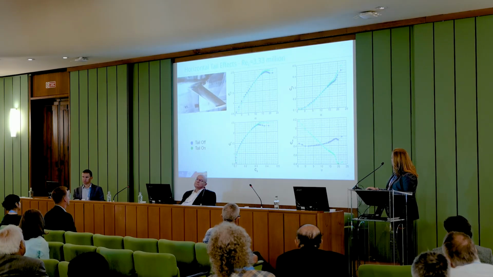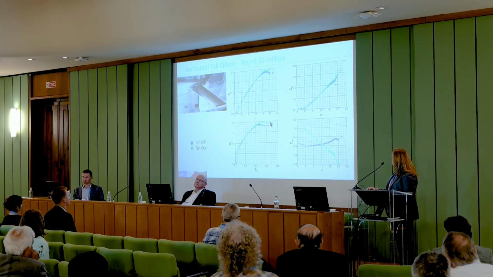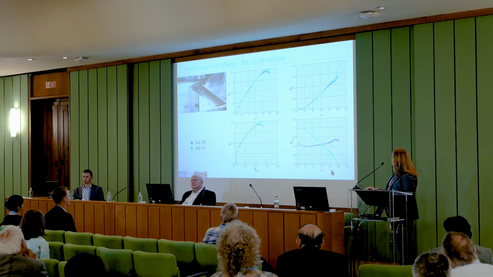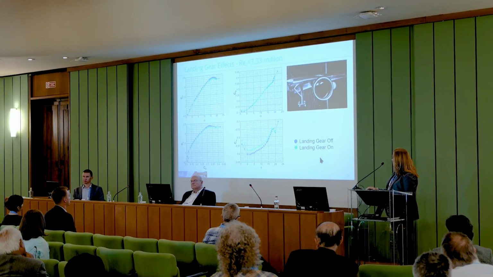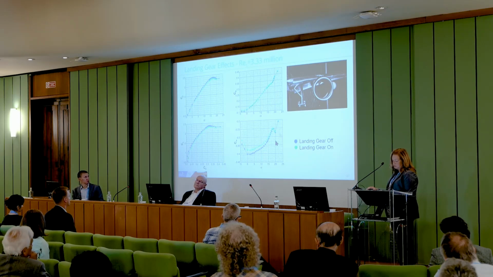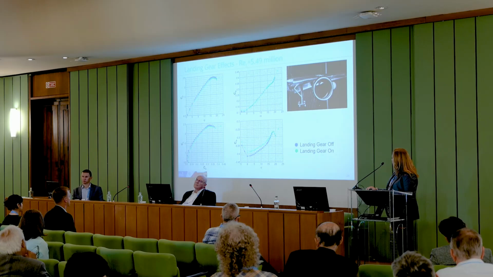Okay. And then the tail effects at Reynolds number of 3 million. Again, tail off is blue, tail on is the green circles. Okay, and then for a Reynolds number of 5.49 million, the same thing. Okay, and then just looking at the landing gear, on and off. Again, off is blue, on is green, and everything looks like we would expect for these 3.3 and 5.49 million.